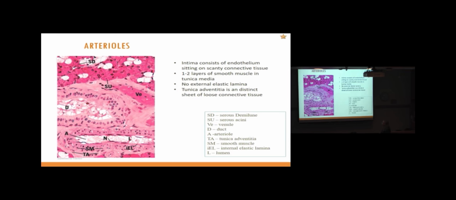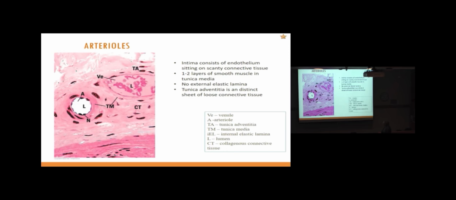So this is actually a plastic section. That's why it looks so crisp compared to a paraffin section. And then it's cut longitudinally, so we're cutting this smooth muscle in cross-section. So we see two layers of smooth muscle cells here surrounding that arteriole. So 1 to 2 layers of smooth muscle in the media of an arteriole. And then the adventitia is sort of an indistinct sheet of loose connective tissue. That's out here.